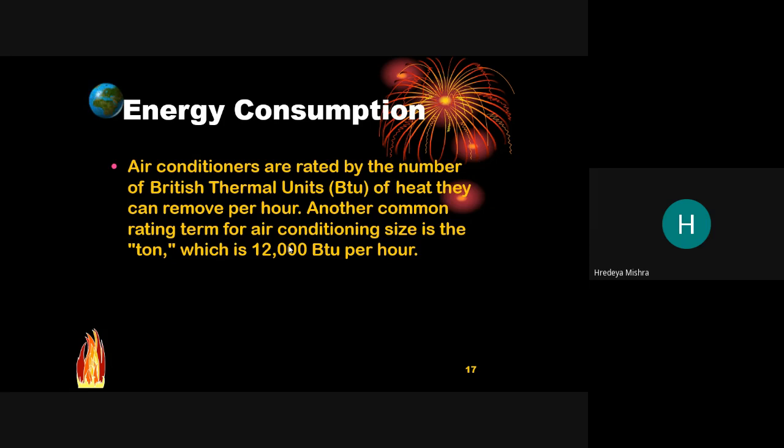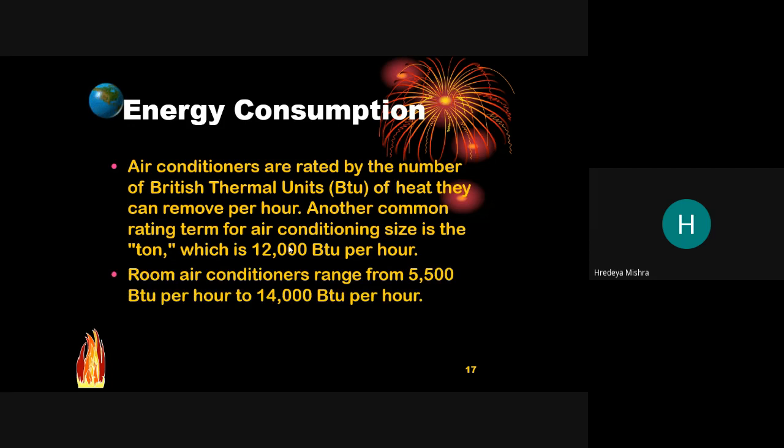Means if a room is using a 1 ton AC and another room is using a 1.5 ton AC, then the room using the 1.5 ton AC cools faster in comparison to the one using the 1 ton AC. Okay, so room air conditioners range from 5,500 BTU, British thermal unit, per hour to 14,000 BTU per hour.